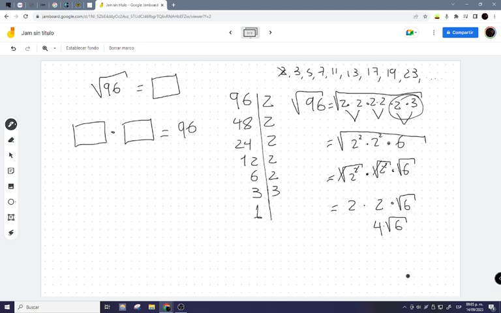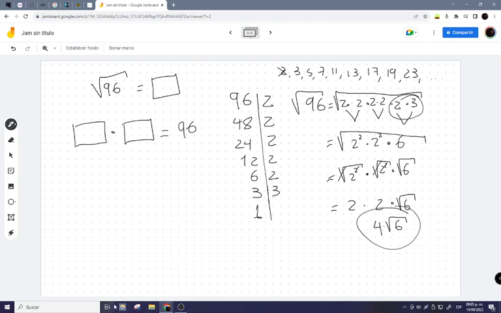And you may say, teacher, but we didn't find the result. Well, we didn't find the exact decimal number that is the square root of 96. But we found a simpler answer. Yeah, we found numbers that we can work with a little better if we want, or if we just wanted a simpler answer, we can express it this way.